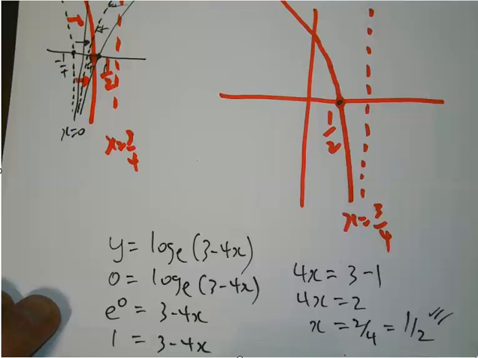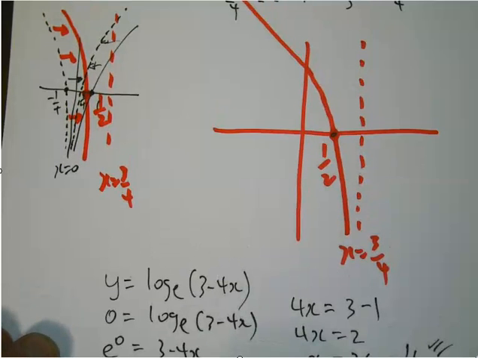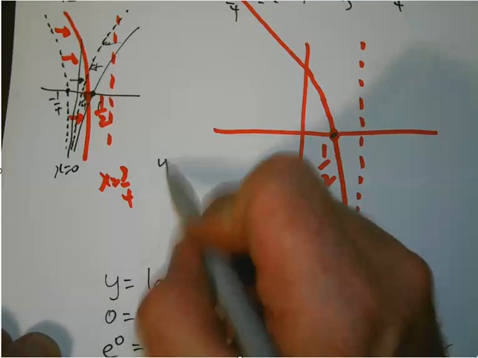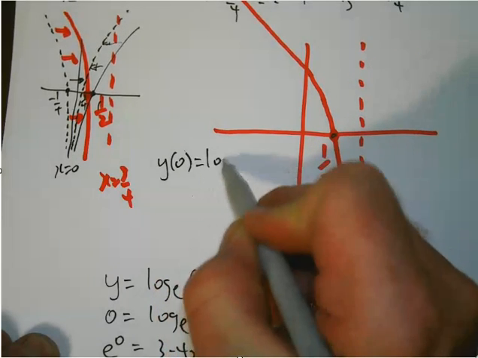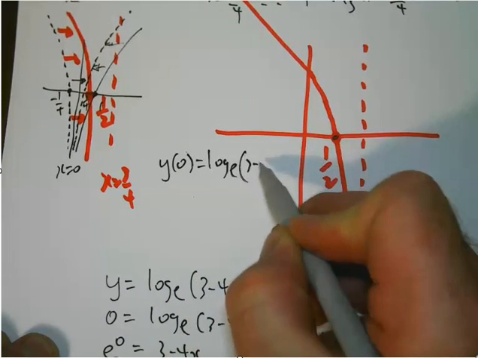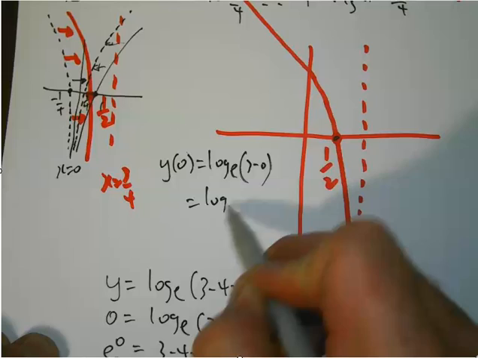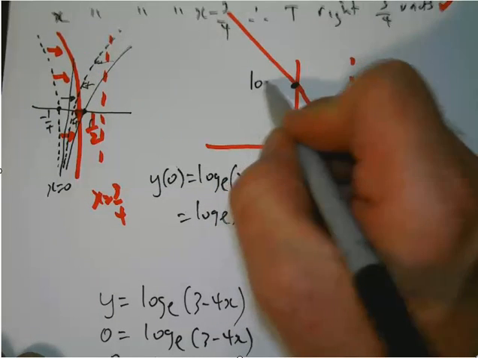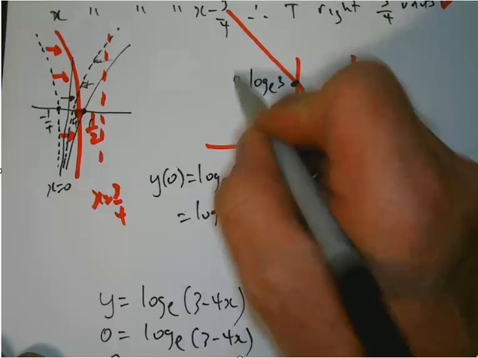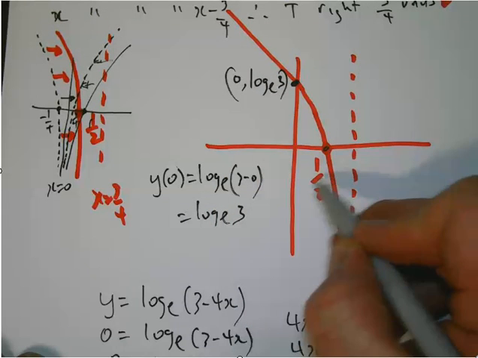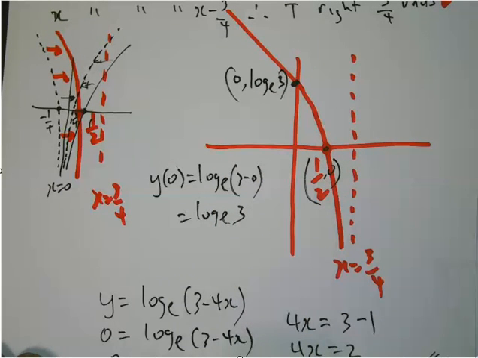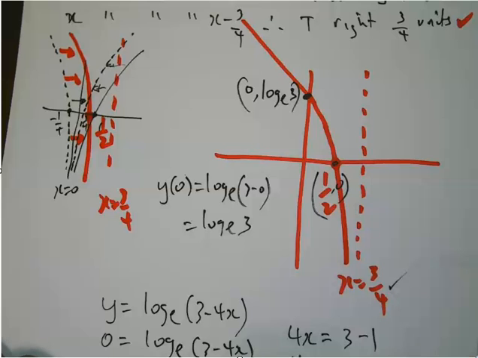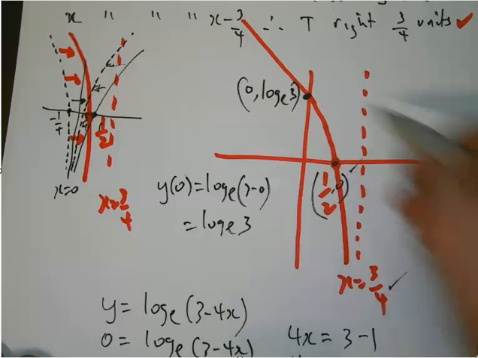How do I find the y-intercept? I make x equal to 0. So y of 0 will equal log base e of (3 minus 0), log base e of 3. Therefore that point there is log base e of 3. Okay. Asymptote, x-intercept, y-intercept.